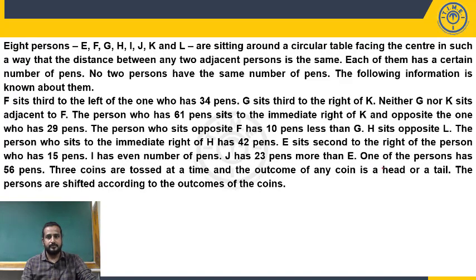What is given next? 8 persons E, F, G, H, I, J, K and L are sitting around a circular table facing the center in such a way that the distance between any 2 adjacent persons is the same. It is our traditional model circular arrangement. Each of them has a certain number of pens. No 2 persons have the same number of pens. The following information is known about them.